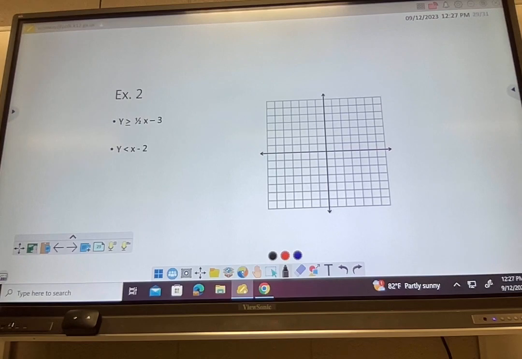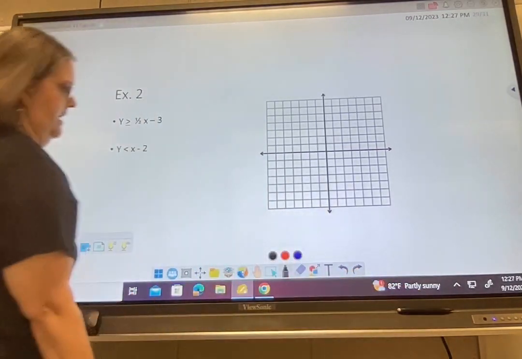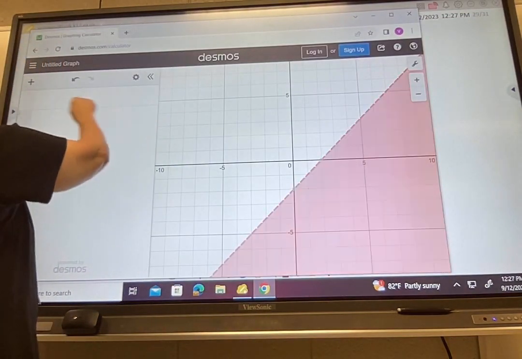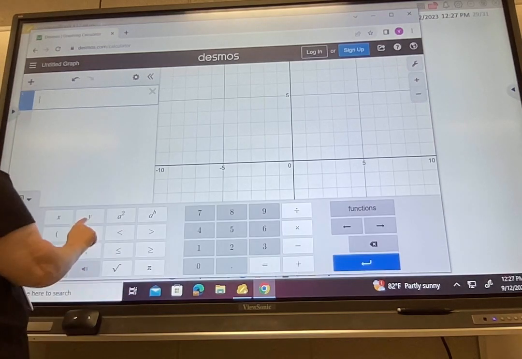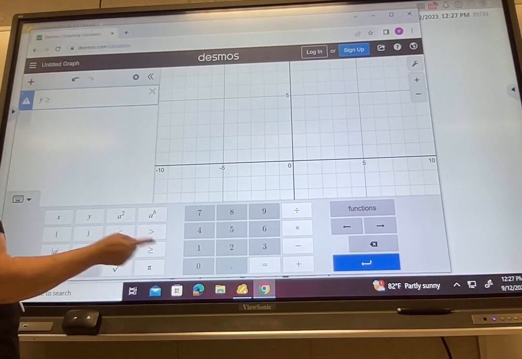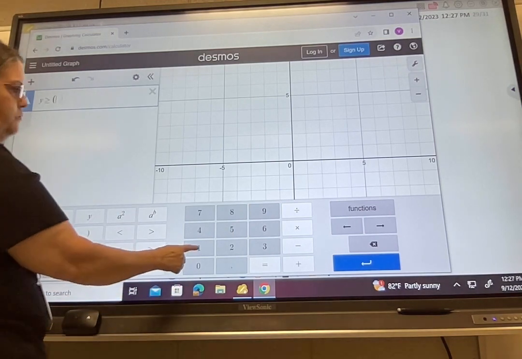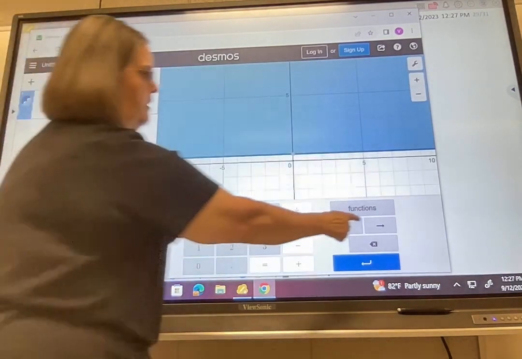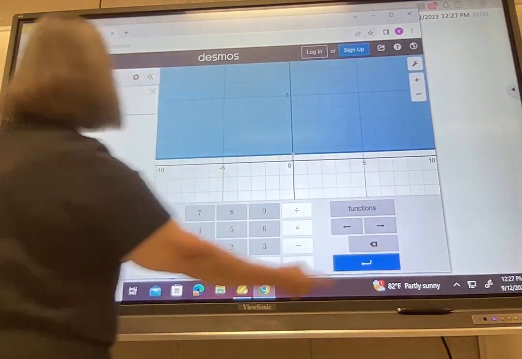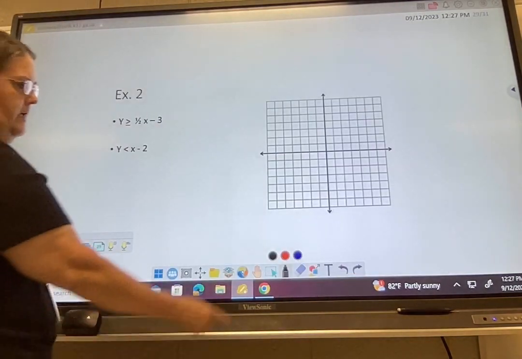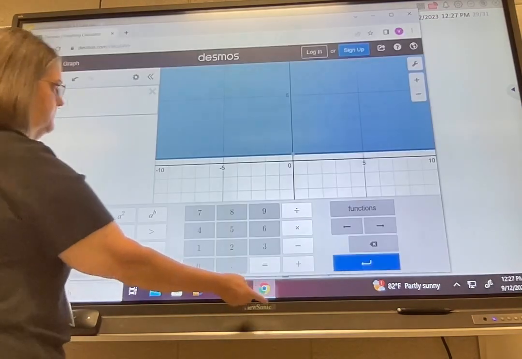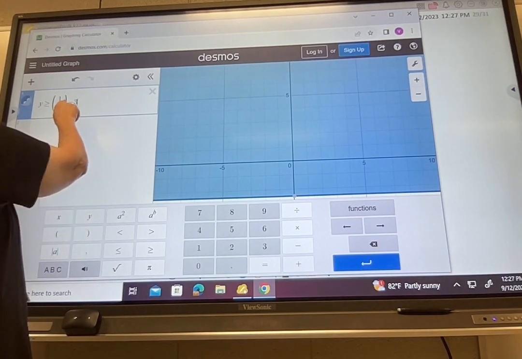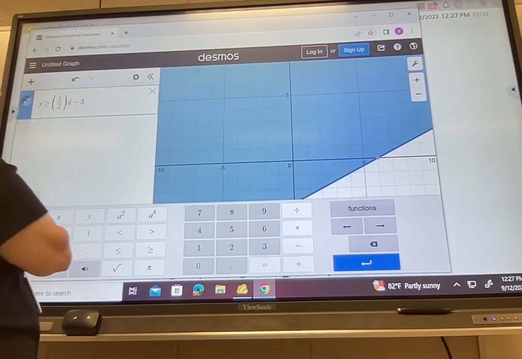Now we have y is greater than or equal to 1/2 x minus 3. So let's do that. To type a fraction, you'll need to hit your parentheses, do 1 divided by 2, and then scroll to the right to come out of it. Minus 3. And I forgot my x. Gotta have x. All right, there we are.